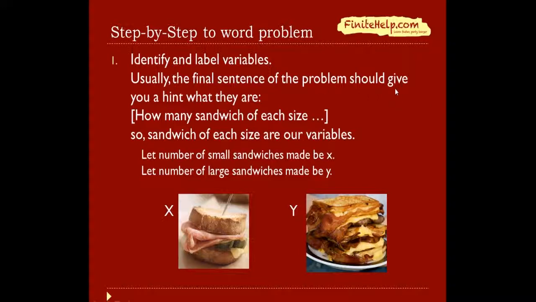Usually the final sentence of the problem will give you a hint of what they are. So here's a quote from the problem. The last sentence says, how many sandwiches of each size, and so on. From this sentence, you can infer that sandwiches of each size are our variables. So here I'm going to make the number of small sandwiches made to be x, and the number of large sandwiches made to be y. You can call them whatever letter you want, but I just like to use x and y here.